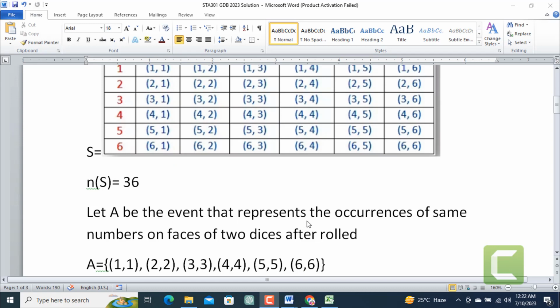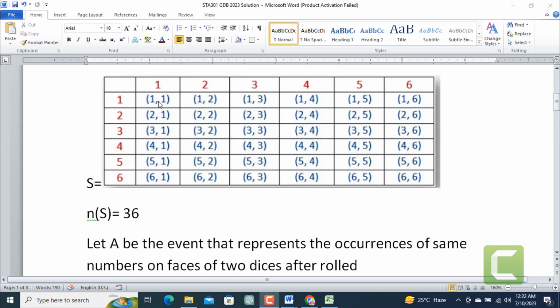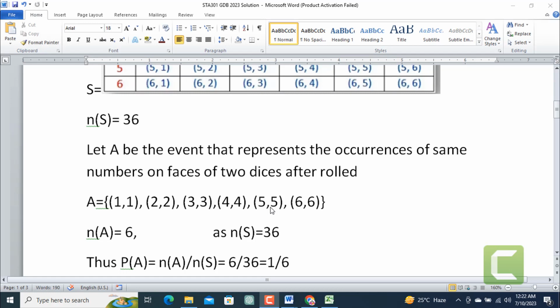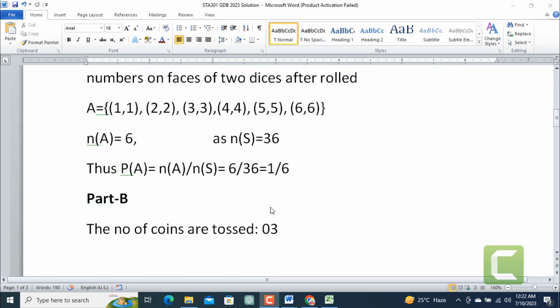Let A be the event that represents the occurrence of the same numbers on the faces of two dice after the roll. Look at this, 1, 2, 3, 4, 5, 6. Same numbers: 1,1, 2,2, 3,3, 4,4, 5,5, and 6,6. So the total number of elements in the set A is 6, and n(A) is equal to 6. Thus the probability of A is equal to n(A) divided by n(S), which is 6 divided by 36, equal to 1 by 6. This is the probability of getting the same number on the faces of two dice after the roll.